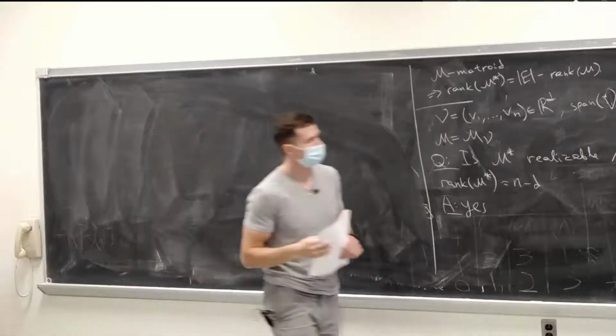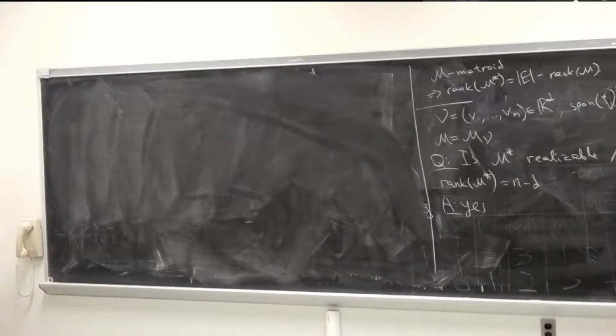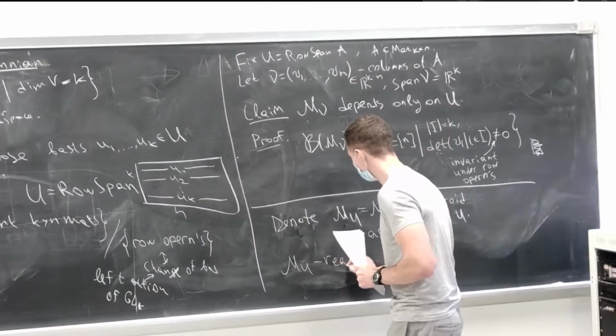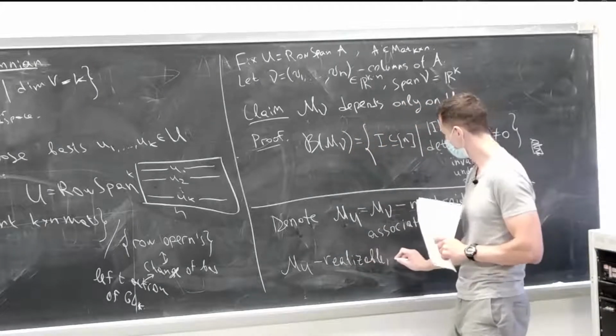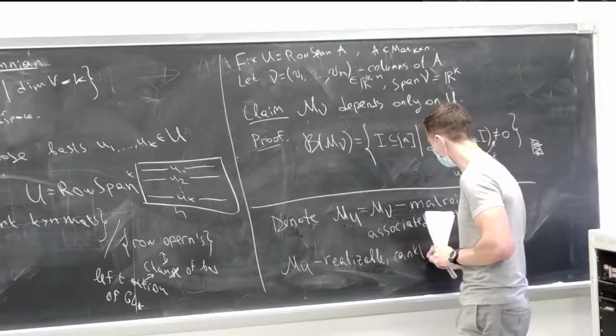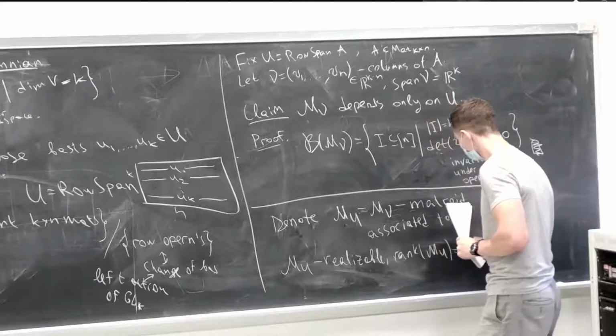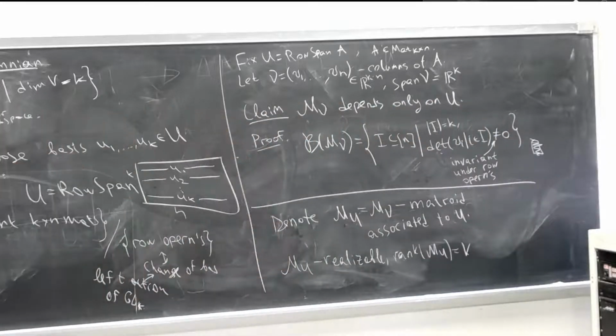Okay, so is this matroid realizable? Right, it comes from a vector configuration, so it's realizable over R. What's the rank of this matroid? The rank is equal to k. Okay. All right, so for every point in the Grassmannian, you get a matroid.